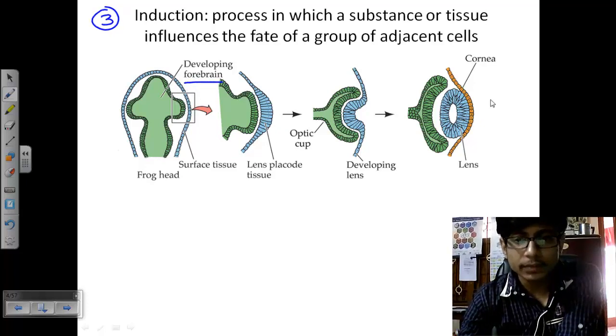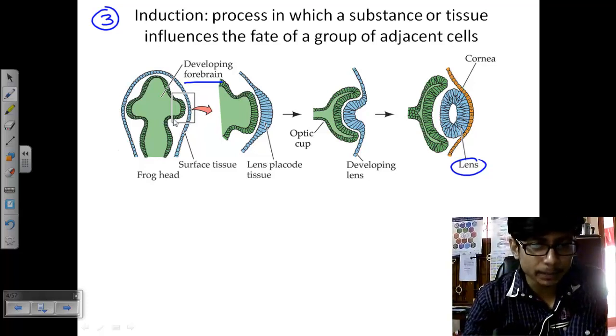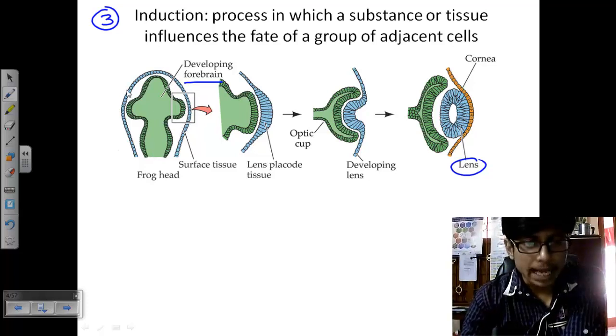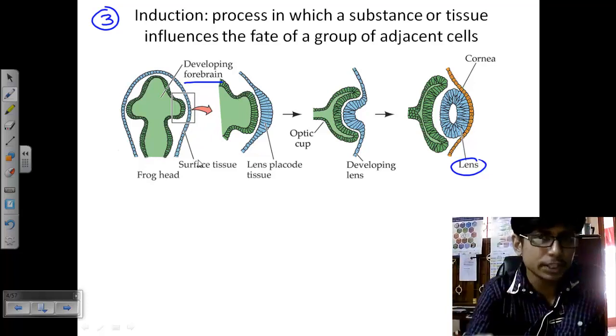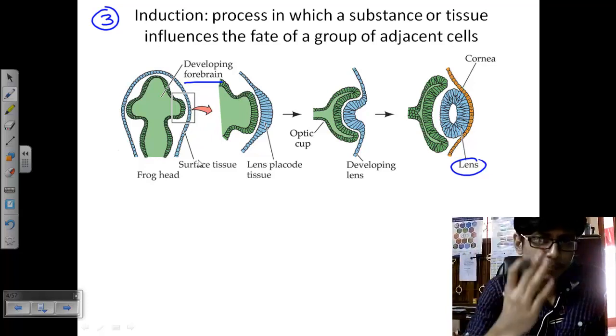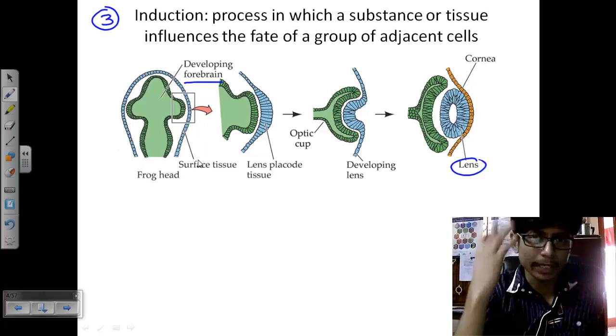forebrain influences the formation of lens and cornea. Okay, so why? Let's say here this is the development of a frog, and this is the frog brain region. This is during development only, it's still not formed. So the part which is differentiated to produce the brain, and the part of the mouth, the eye, the brain and all this stuff.